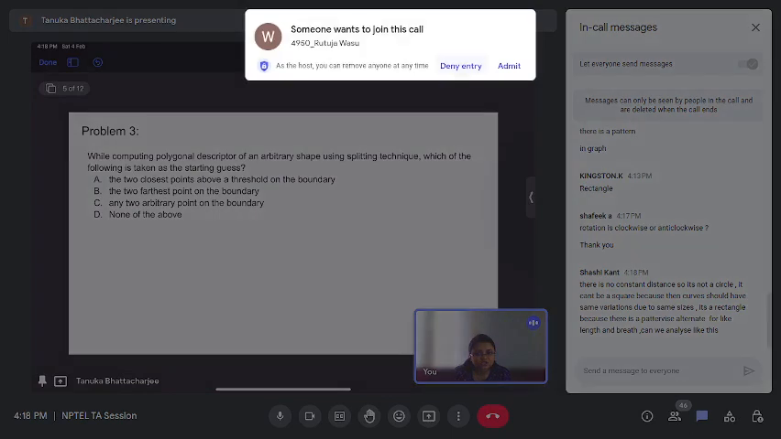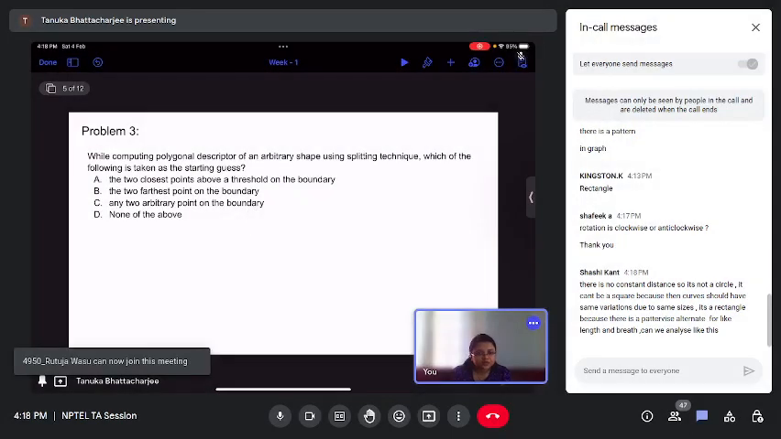Okay, so Sashi is saying there is no constant distance, so it is not a circle, correct. It can't be a square because then the curves should have the same variations due to the same sizes, correct. It is a rectangle because there is an alternating pattern for length and breadth. Yeah, right. Can we analyze like this? Yeah, sure, you have got the point, correct.